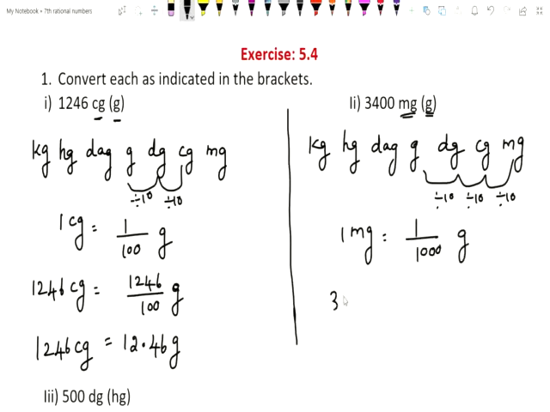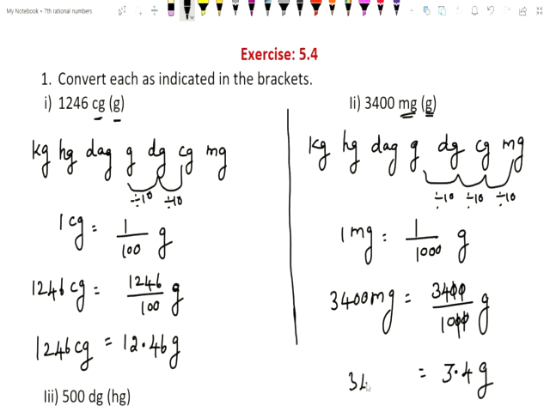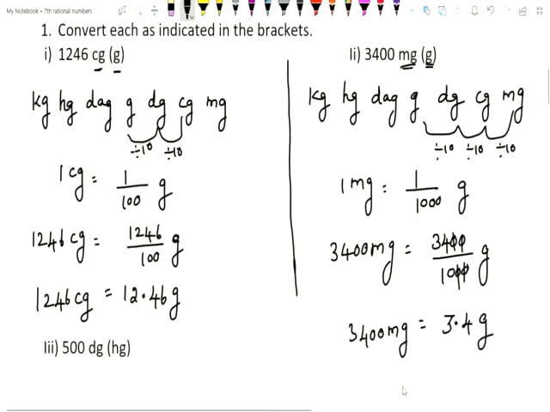So 3400 milligram equals 3400 by 1000 gram. While dividing by 1000, you will get 3.4 gram. So 3400 milligram equals 3.4 gram. Okay, children. See the next one.